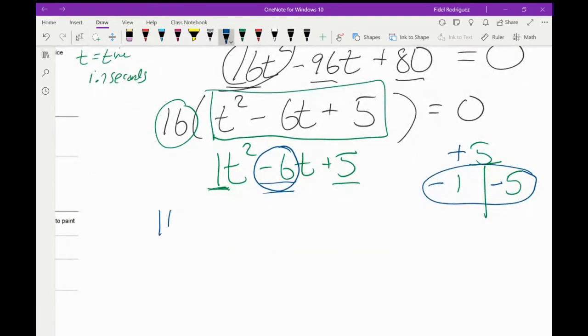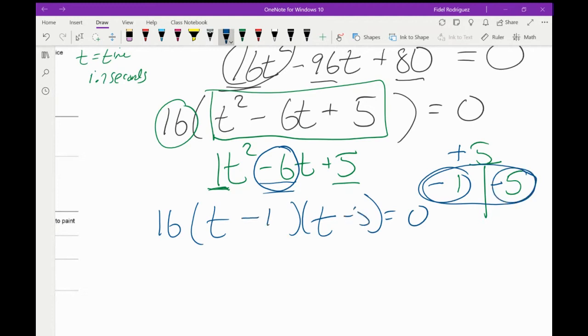So what I'm going to do now is leave that 16 alone, and then we're going to write our two factors out. They're both going to have a t, and then these numbers are just going to go right here, minus 1 and minus 5. When I set each of these parts equal to 0, it's because those have the variable parts.